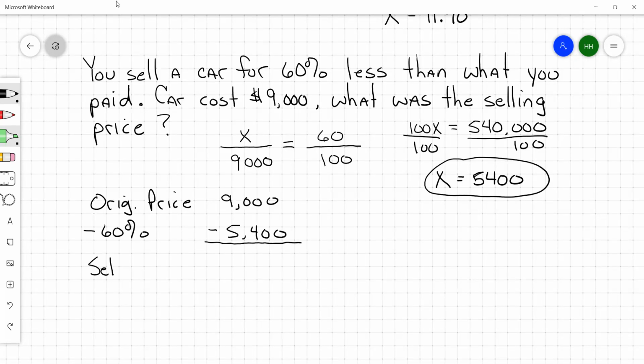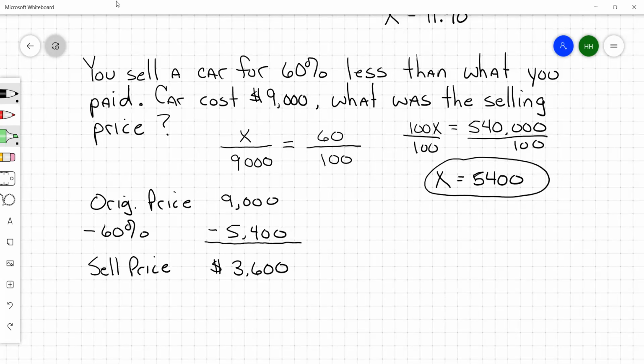Here's your sell price. You're out of business, son. Your selling price is $3,600. Oh my Lord, I'm going to throw up. You can't even buy another car that runs. You can go to a buy here, pay here lot, pay $50 a week for the next 20 years.